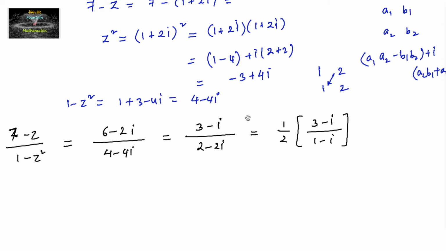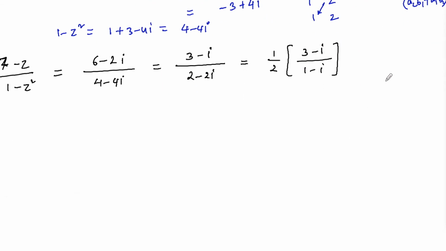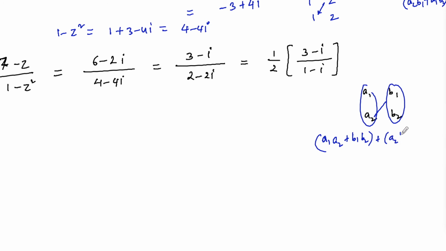And for the division of complex numbers, we can perform it like, suppose we have two complex numbers a1 plus i b1 and a2 plus i b2, then the division is given by a1 a2 plus b1 b2 plus i times of a2 b1 minus a1 b2 divided by the denominator square, that is a2 square plus b2 square. So here the given numbers are 3 minus i and 1 minus i.